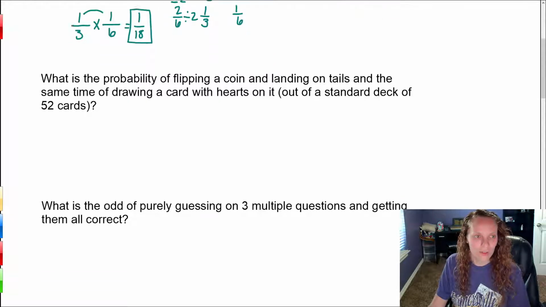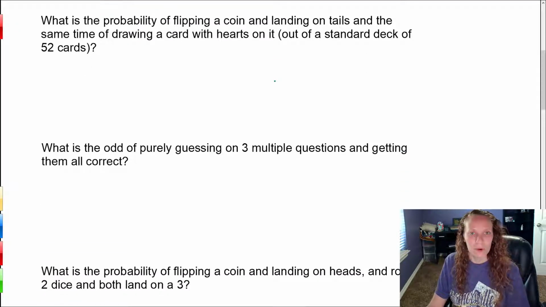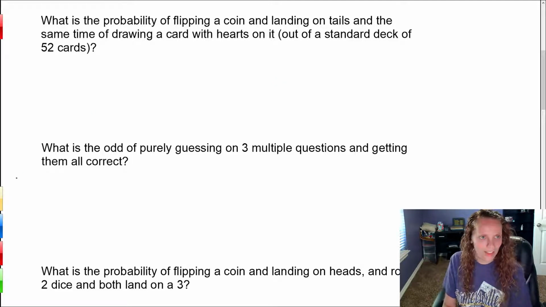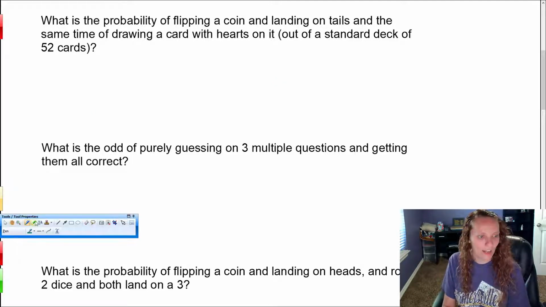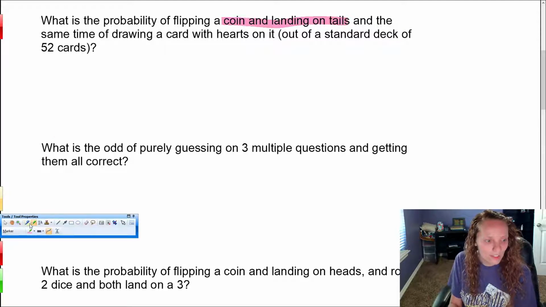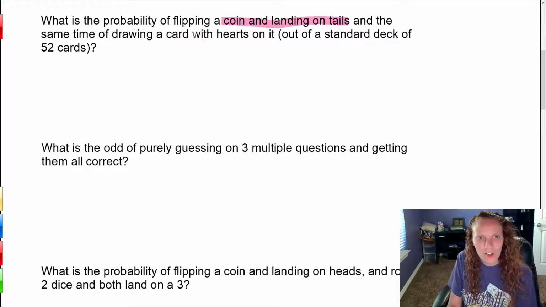Alright, let's try another one. What is the probability of flipping a coin and landing on tails, and at the same time drawing a card with hearts on it out of a standard deck of 52 cards? So let's highlight the two things that are happening here. I'm going to flip a coin and land on tails. And then draw a card with hearts on it.